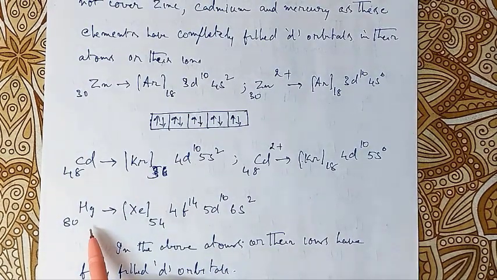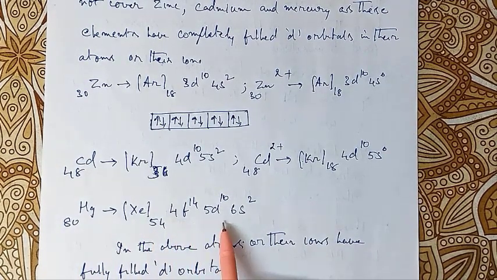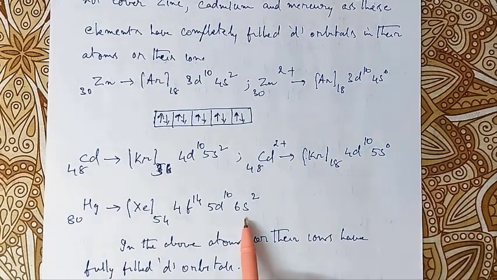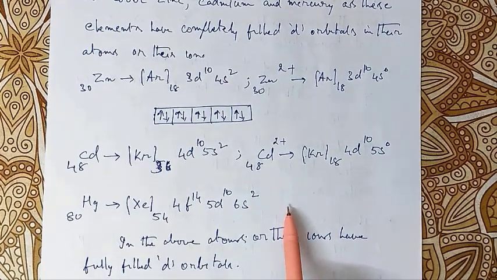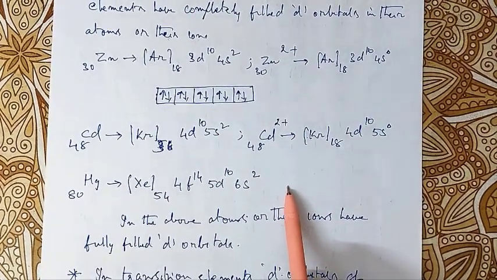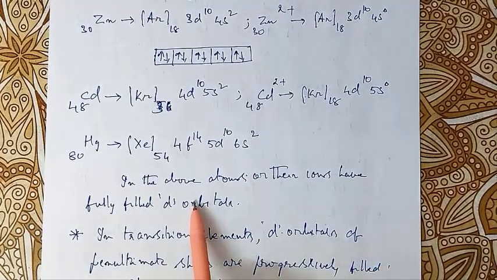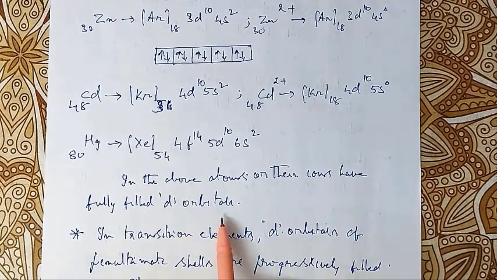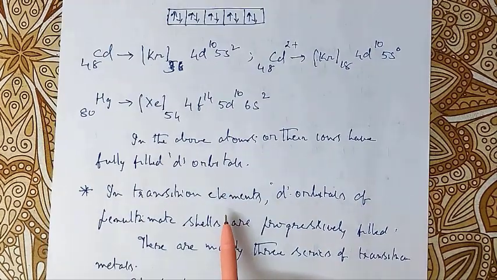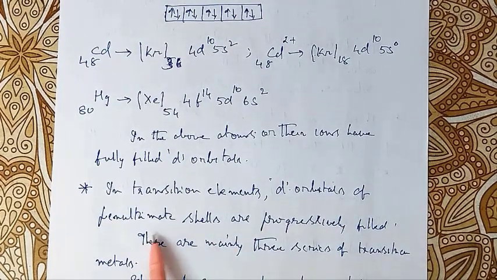In the same manner, mercury, atomic number 80, has configuration 4f14 5d10 6s2, whereas the dipositive ion of mercury has 4f14 5d10, that is, d orbitals are completely filled with electrons, hence they do not come under transition elements. In the above atoms or their ions, they have fully filled d orbitals, hence they are not referred to as transition elements, they are simply d block elements. In transition elements, d orbitals of penultimate shells are progressively filled.